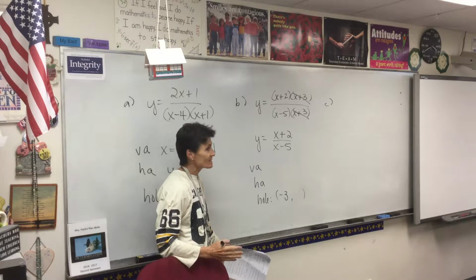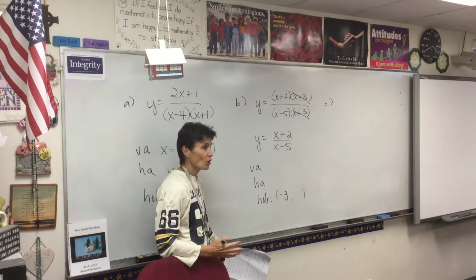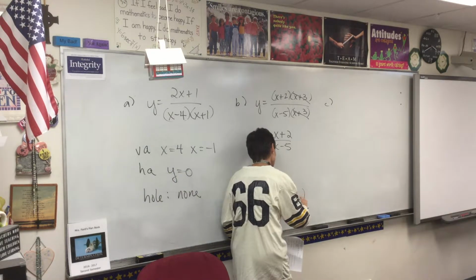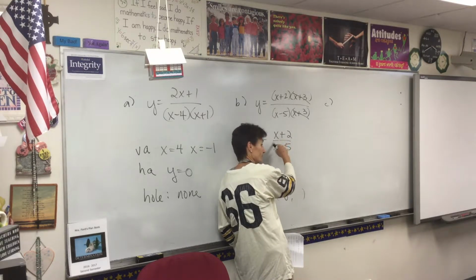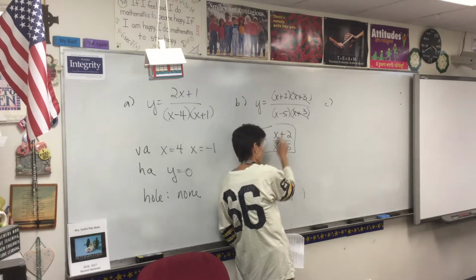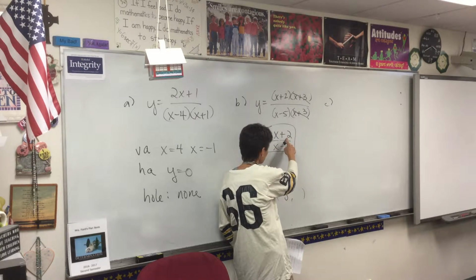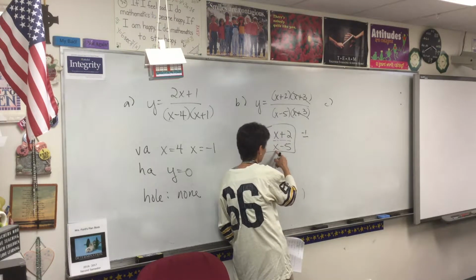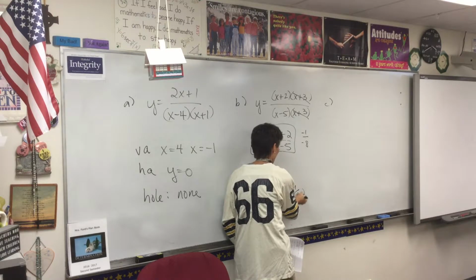The something is not 0. I mean, I suppose it could be, but you can't just automatically put 0. The something comes from taking the -3 and putting it back in here. Right here. Look where I'm pointing. That's where you put it in. So if you put in -3, -3 plus 2, -3 minus 5, I got 1/8.